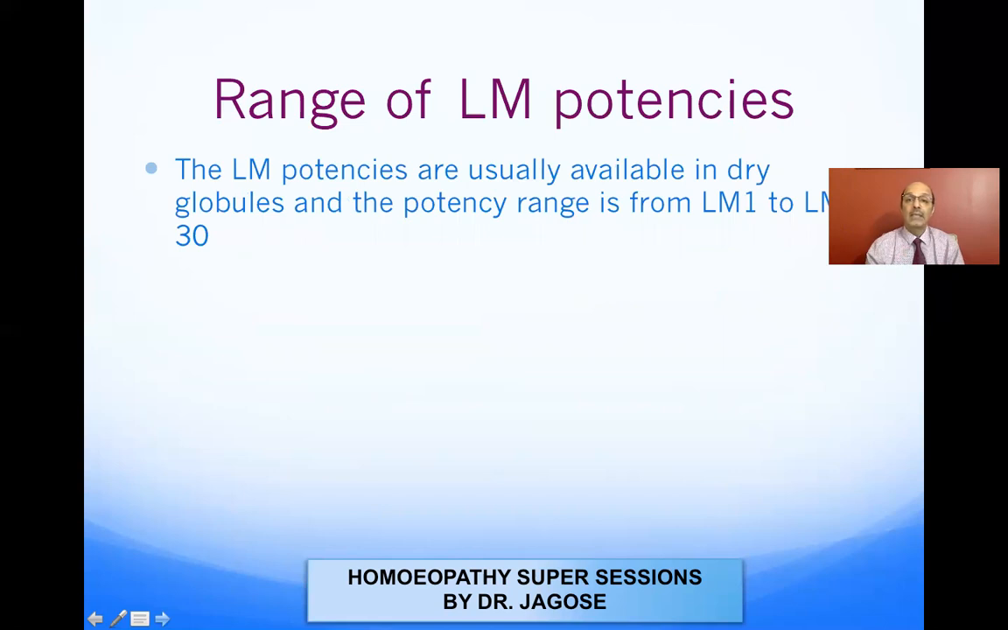Now, the range of LM potencies. LM potencies are generally available in dry globules, and the potency ranges from LM1 to LM30. That is, the minimum starting potency is LM1 and the maximum is LM30. After LM30, we have no further potencies. So the lowest is LM1 and the highest is LM30, a big range.